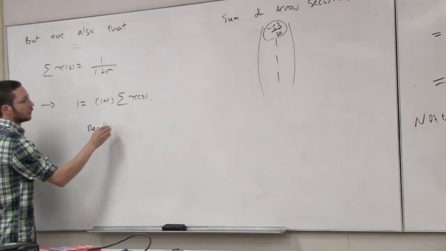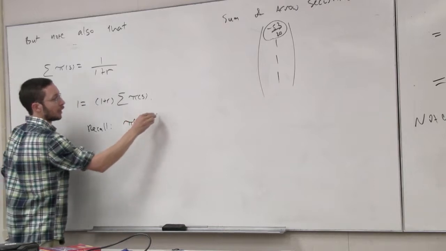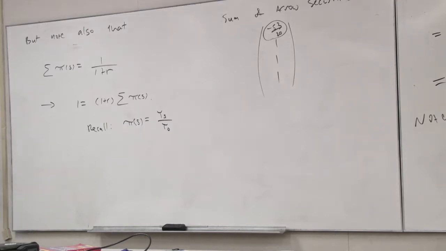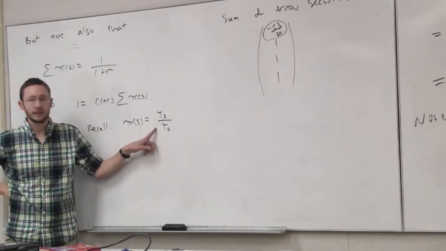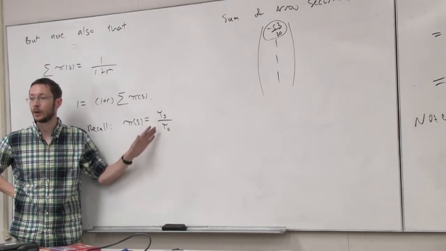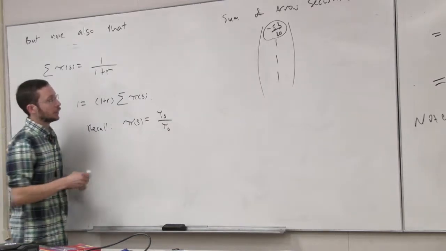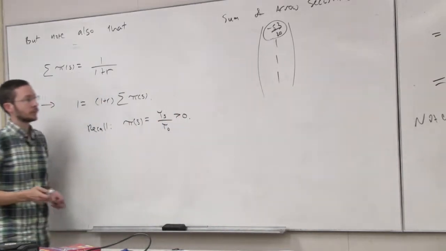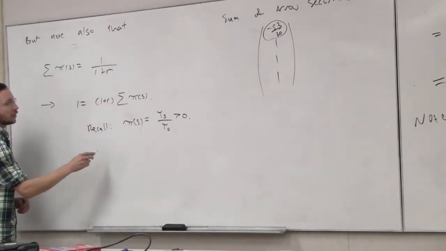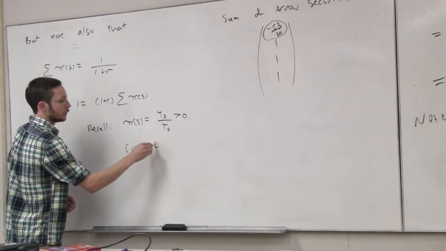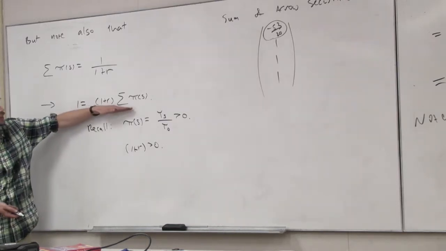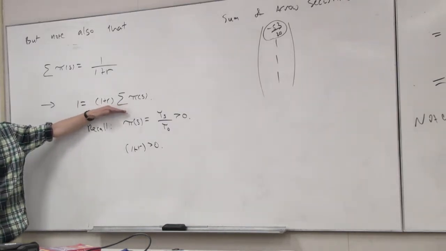Let's recall the pi of s's were given by y_s over y_0. And Stiemke's theorem guaranteed that these were going to be positive. We're only taking the positive case of Stiemke's theorem, where you get these positive y's. They give us positive ratios, so these things are positive. This 1 plus r is always positive. And so we have a sum of values that are all positive that add to 1.